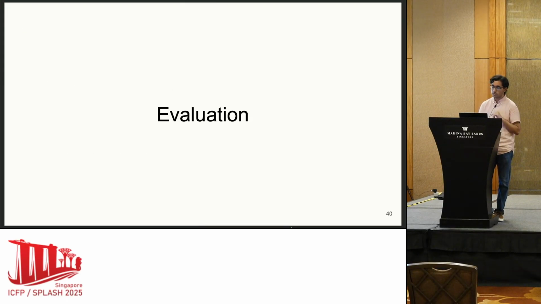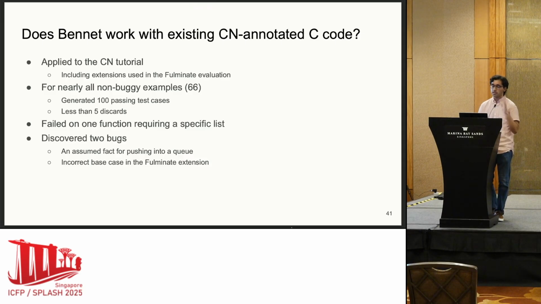And so I will go straight to the evaluation. Does Bennet work with existing CN annotated code? So we took the CN tutorial, including some extensions that were used in the evaluation of the instrumentation Fulminate. For nearly all the non-buggy examples, we're able to generate 100 passing test cases.